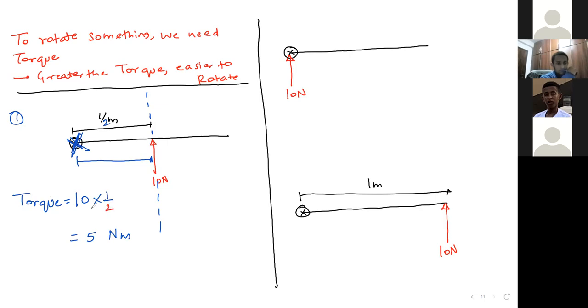Tell me, what is the torque in the second example? Zero. Why? Because the perpendicular distance is 0. Force is not 0, but the perpendicular distance is 0. What is the torque in the third case? 10 Newton meter. So my friend, can you tell me in which case it is easier for us to rotate? In the third case.